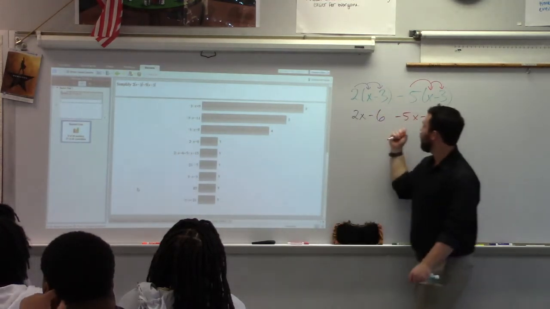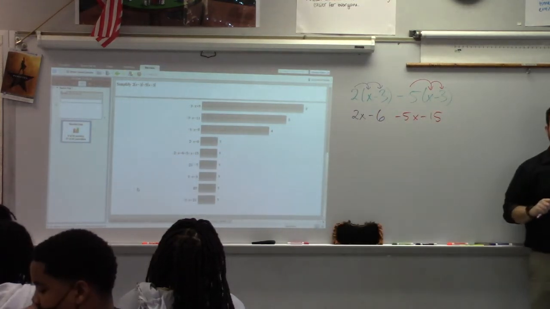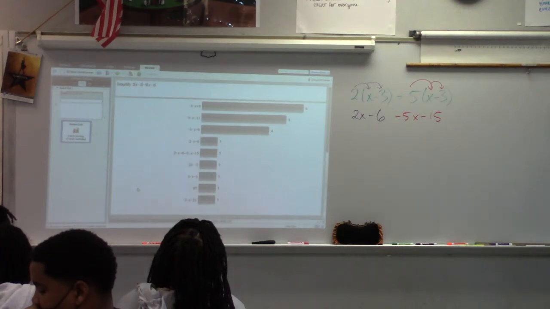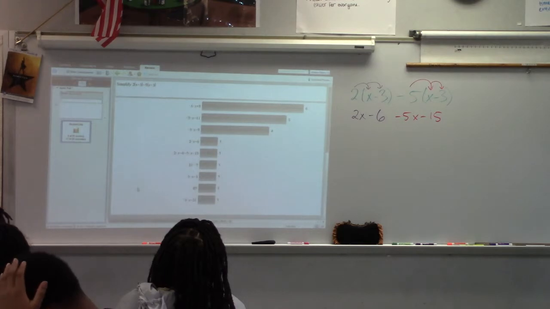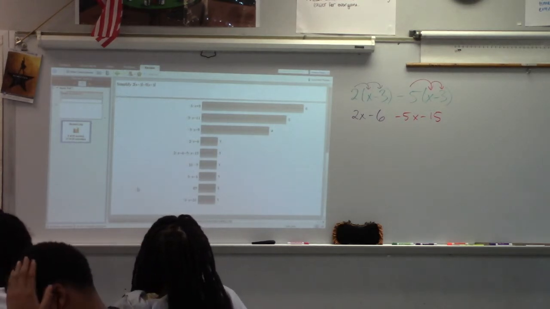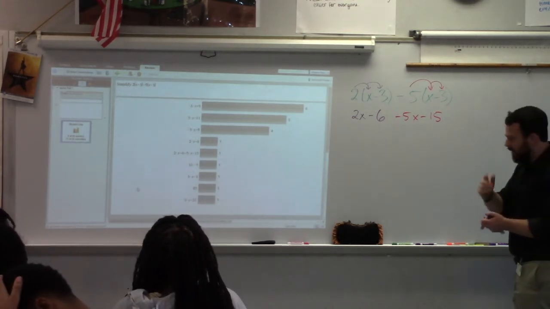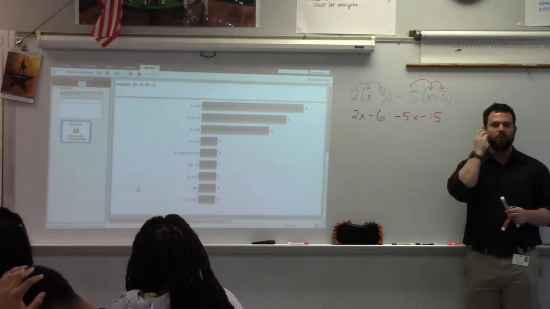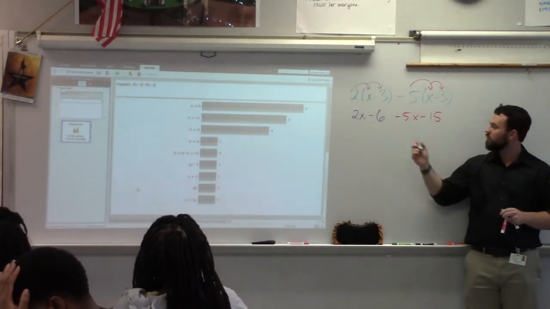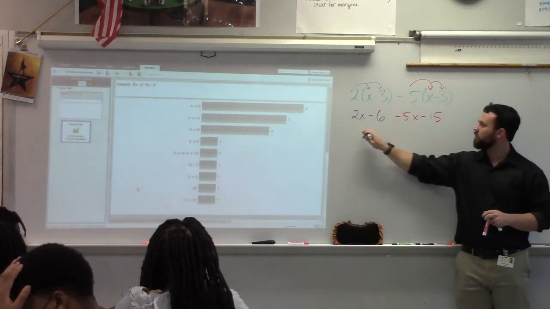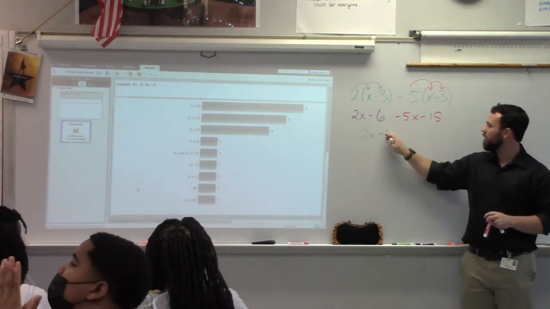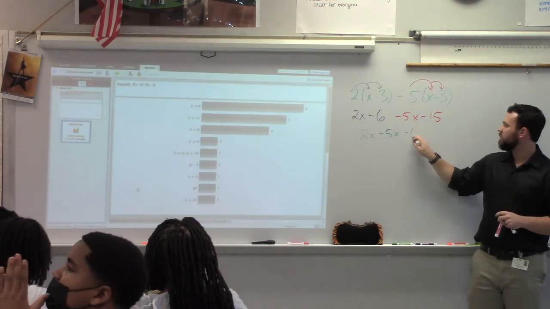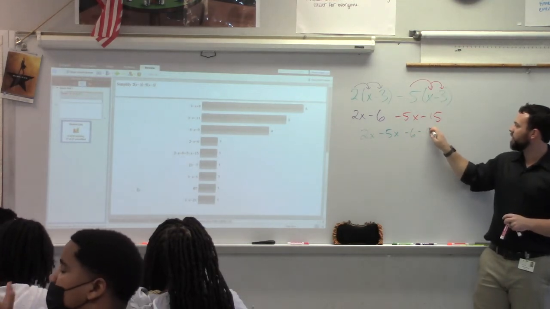And I even see that one student has exactly that, right? So is that an equivalent form of what we started with? Yes, and that's a good distribution. But I did ask you to simplify, go all the way. So what else do we need to do at this point? Taylor? Ah, the commutative property is beautiful. What are we going to commute, right? Switch the order of? So 2x, now minus 5x, minus 6, minus 15.